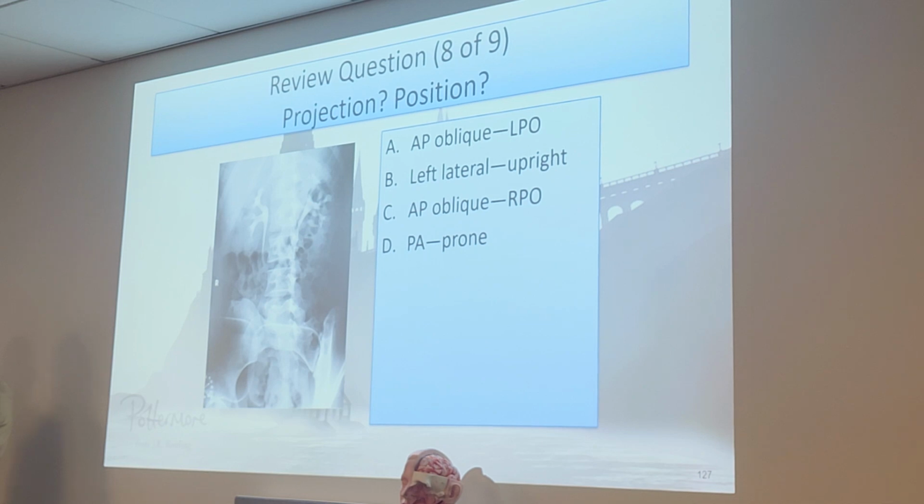What about this one? This is C. It's not RPO. How do you know it's RPO and not LPO? Because of the marker and the perpendicular, the Scotty dog, and the marker placements. You always mark the side down, the side that's touching the table. And the olive.